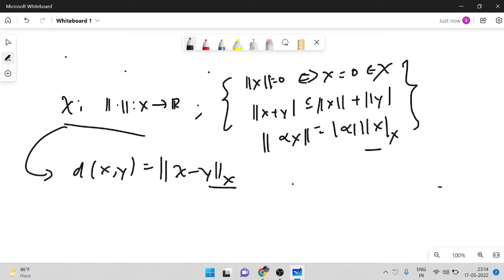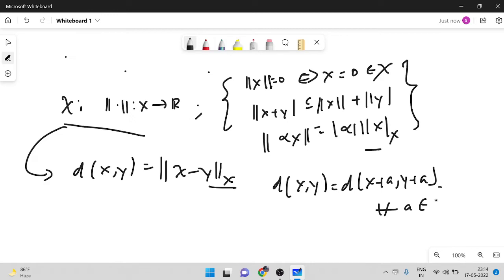And further we have another notion. We say that the metric defined is invariant under translation if d of x comma y equals d of x plus a comma y plus a for every a belonging to the vector space X.